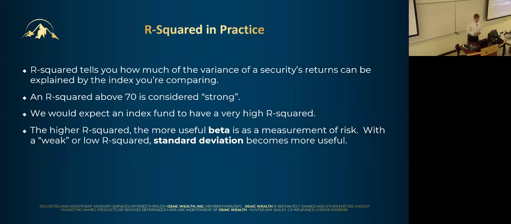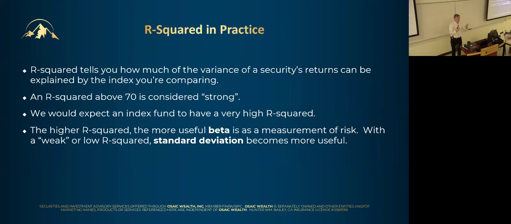So again, R squared tells you how much of the variance of a security's returns can be explained by the index you're comparing. An R squared above 70 is considered to be strong. So that's considered to be very similar. And we would expect an index fund to have a very high R squared, probably 98 plus. The higher the R squared, the more useful beta is as a measurement of risk. So the lower the R squared is, actually the less useful beta becomes, because it's not relatively similar.